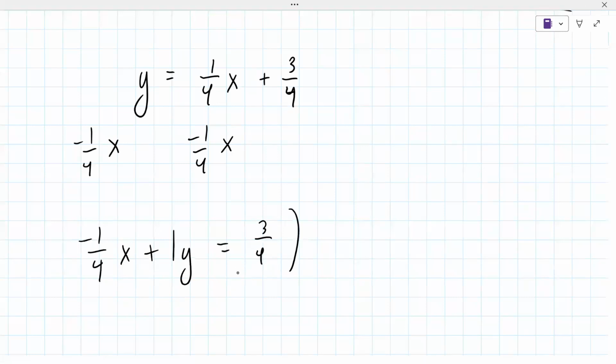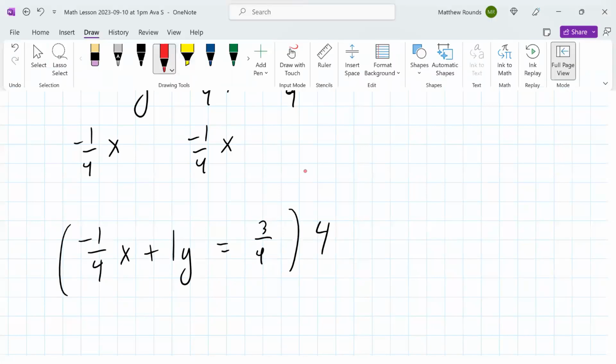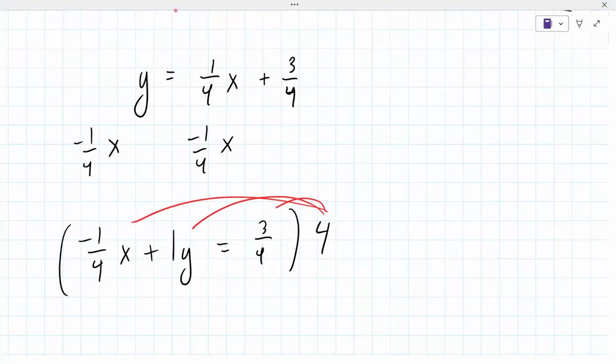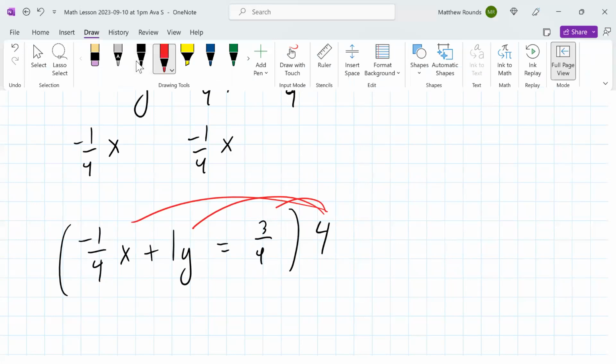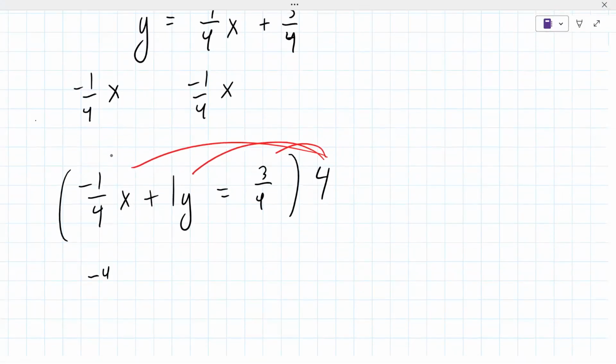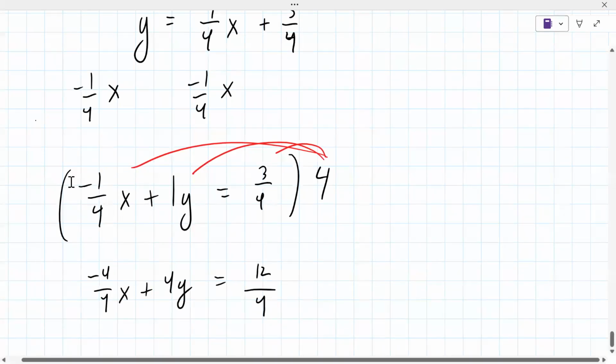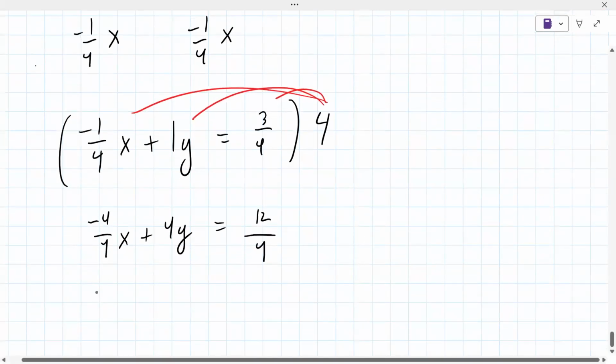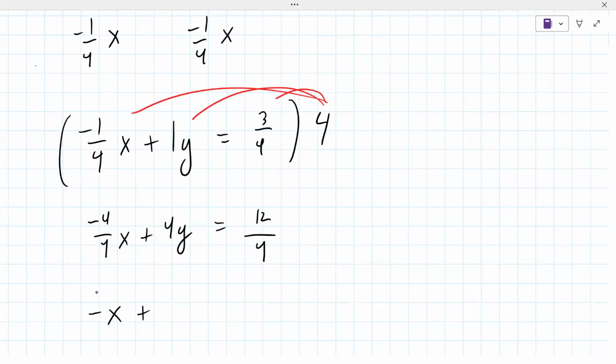Well, you multiply by the denominator. You multiply everything by 4. Can you not multiply by 1/4? Not the reciprocal, because that will make it a worse fraction. Oh, all right. So 4 times negative 1/4 becomes negative 4/4, 4y, 12/4. And now you can see that the fractions cancel. It becomes negative x plus 4y equals 3.